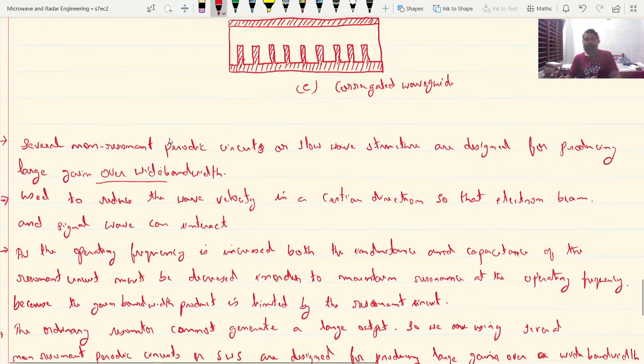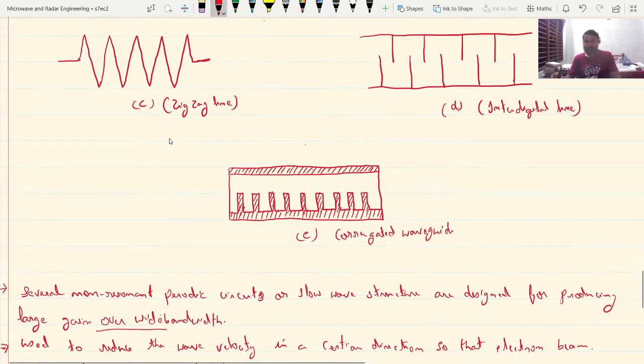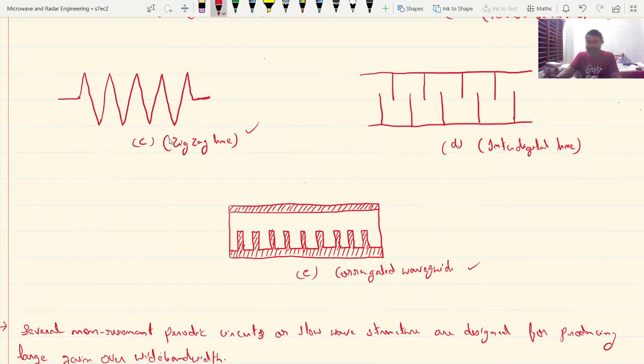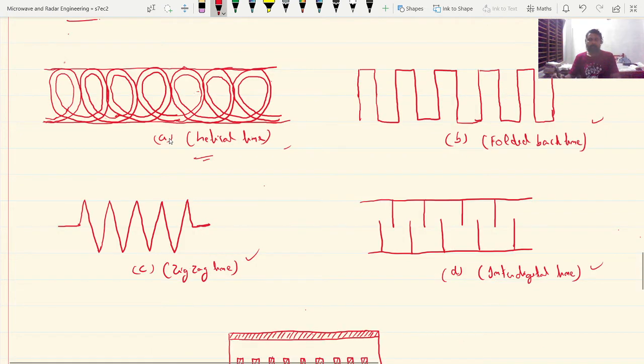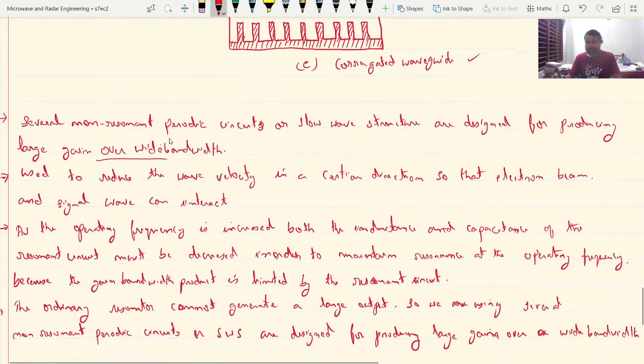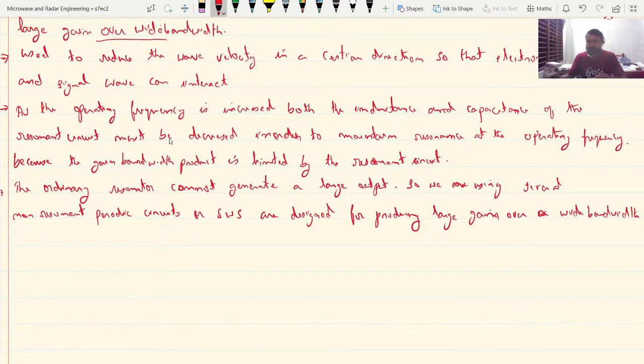So you have many types of slow wave structure. One is the corrugated waveguide, another is the zigzag line, another is the interdigital line, and the folded back helical line. The helical line is the most commonly used slow wave structure. Normally we utilize it in traveling wave tube construction, okay. These are some of the things I had to discuss in the introductory part of the slow wave structure.